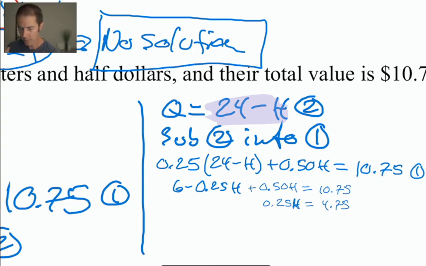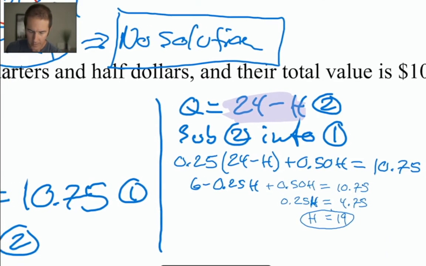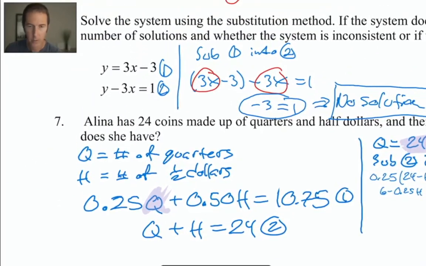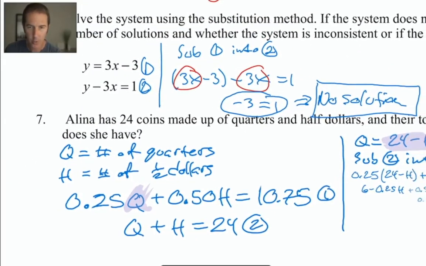And then I'll divide both sides of my equation by 0.25 to finally get an H value. How many quarters are there in $1? How many quarters are there in $4? 16. How many quarters are there in 75 cents? 3. 16 plus 3, 19. So we have an H value, and now we can slide over and use those equations, Q plus H equals 24.